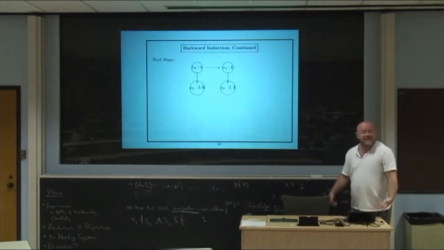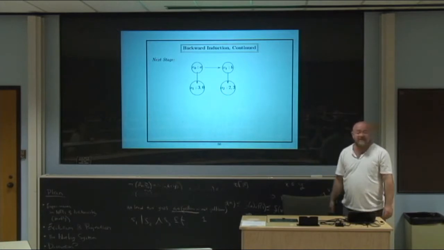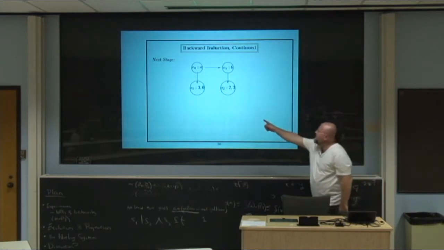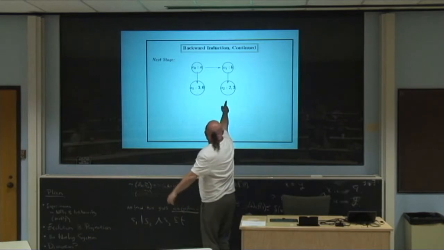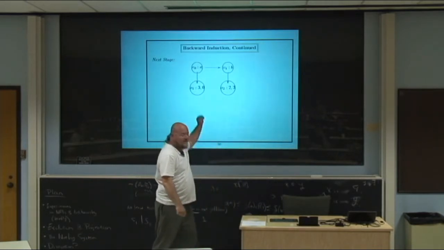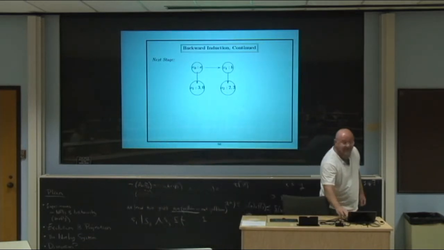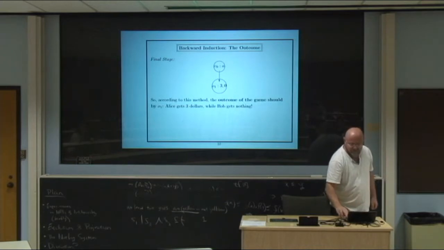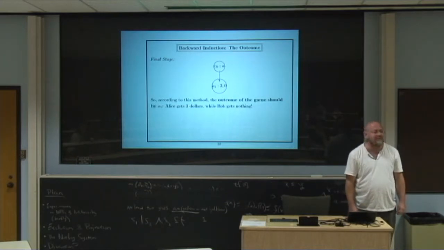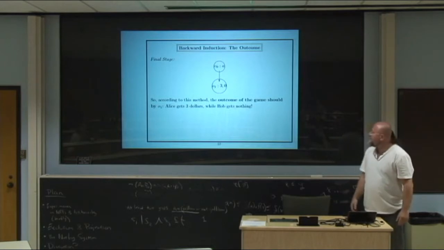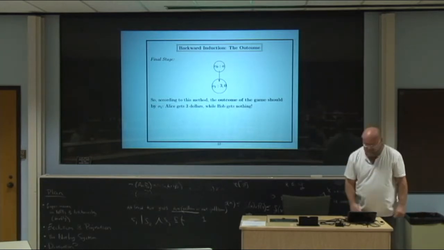Right? And we repeat the reasoning. Now Alice has to choose at V0, and she sees that in this case she gets 3, there she gets 2, so she better go down to O1. So the game stops with the first move. There is no further game. Okay? Alice just goes down, gets $3, Bob gets nothing.